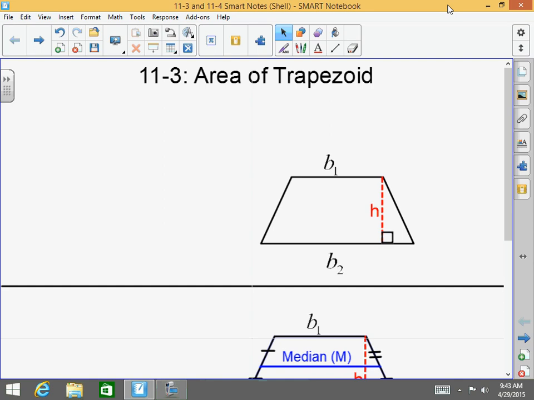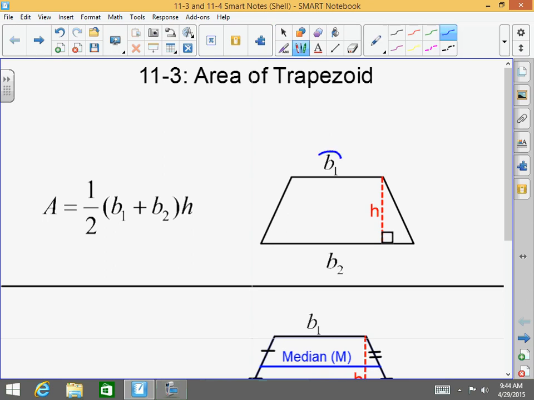Okay, first off, yesterday we learned how to break down a trapezoid into a rectangle and two triangles. Today we're going to go ahead and formalize the area of a trapezoid, which is base 1 plus base 2 times height divided by 2, or 1/2 base 1 plus base 2 times height. Base 1, you can see it's labeled. Base 2 is labeled. It doesn't really matter who base 1 or base 2 is because of the commutative property.